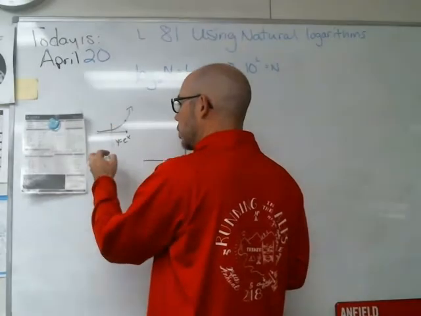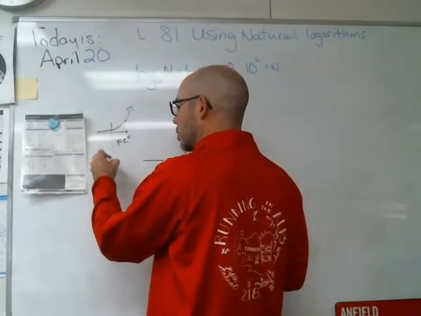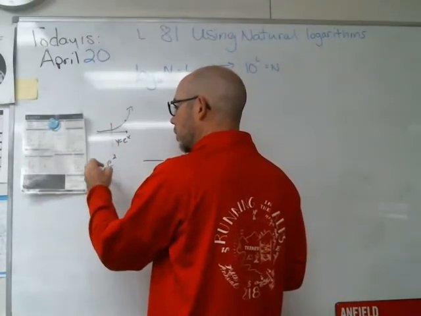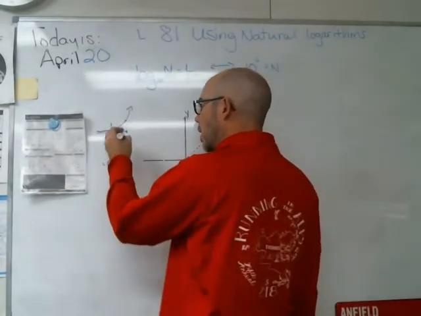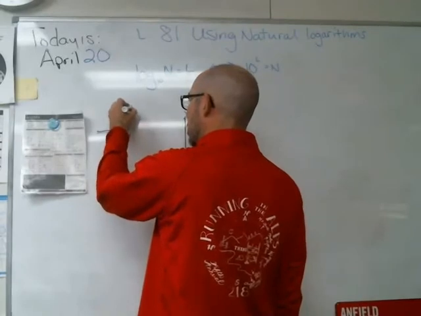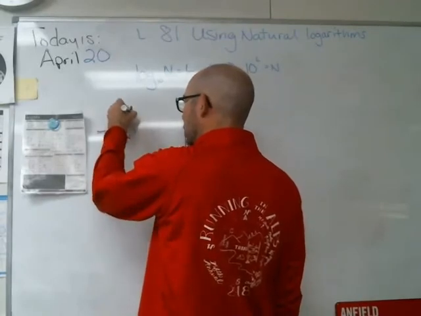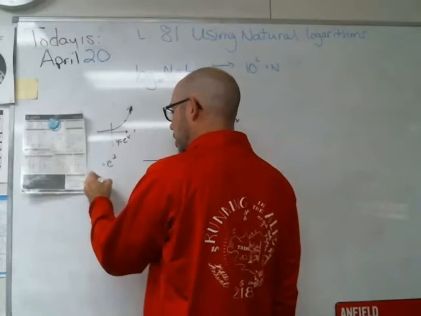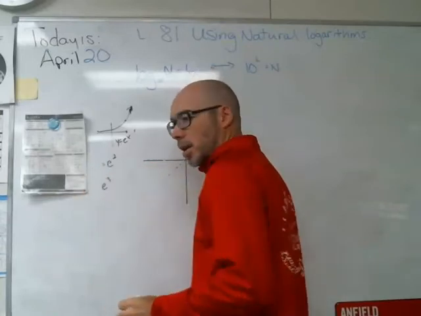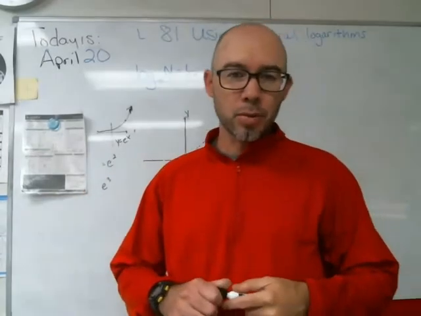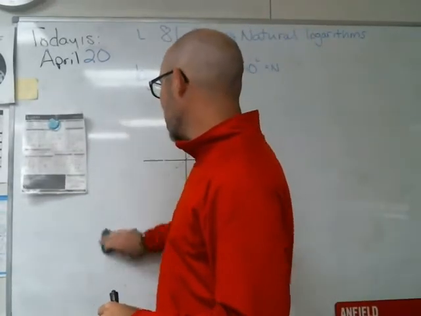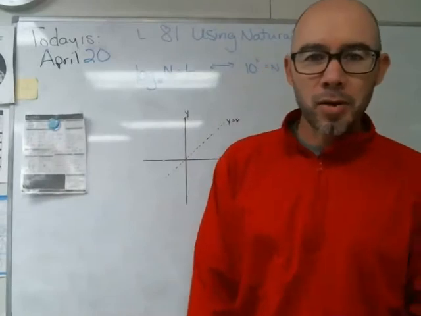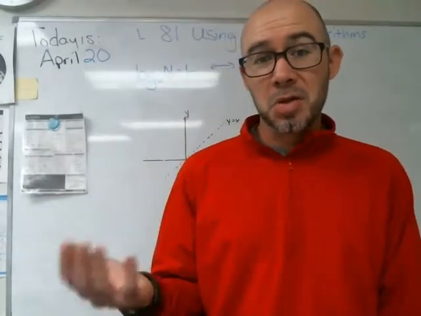This one, if you go out to, let's say, 2, the slope of the line there is e to the 2. If you go out to 3, the slope of the line at 3 is e to the 3. It's called its own derivative. So it's so much used in calculus that anytime they use a logarithm in calculus, they're using a natural logarithm.